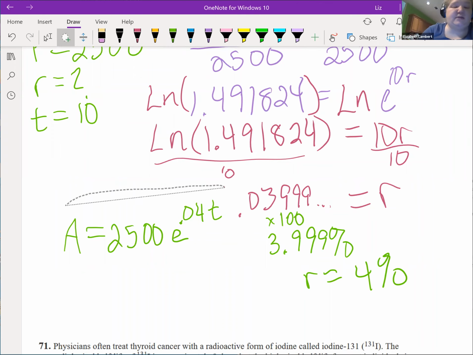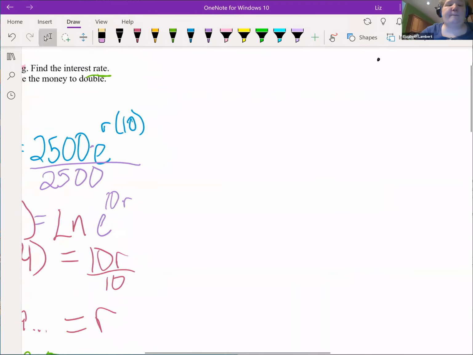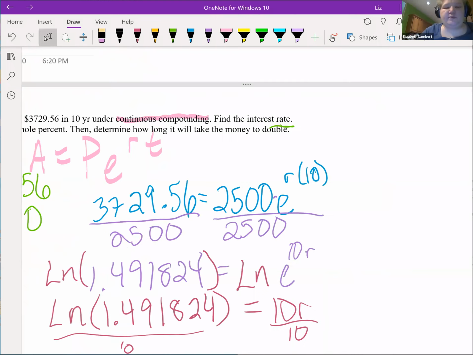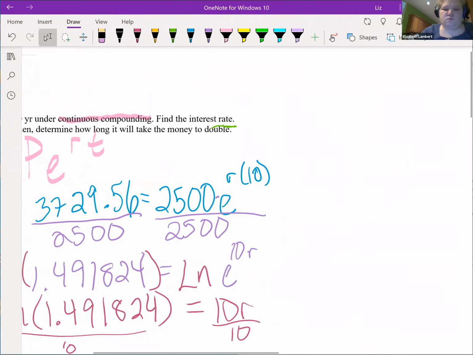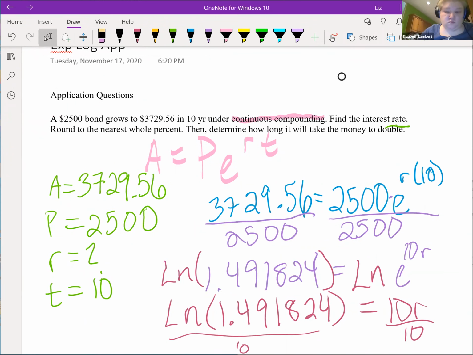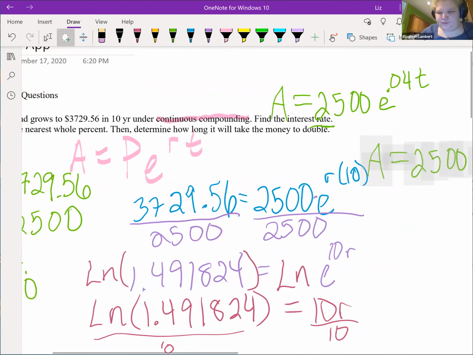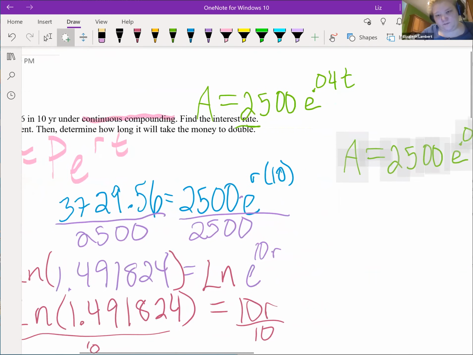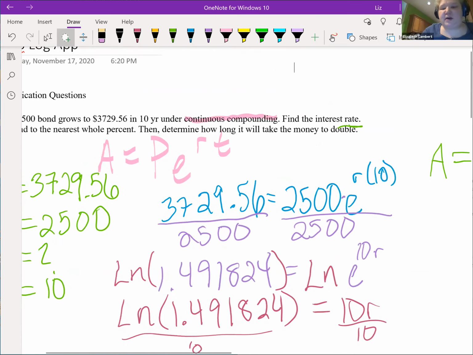So I'm going to take this and make a copy. And we're going to move it over here. We're going to move it somewhere. All right. So there's our equation. And then it asks about doubling.